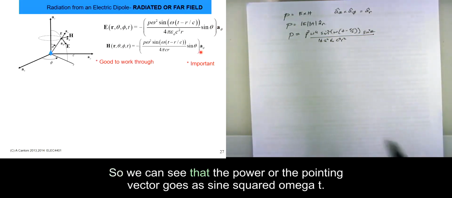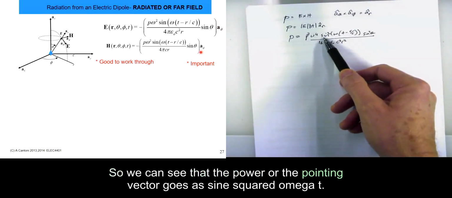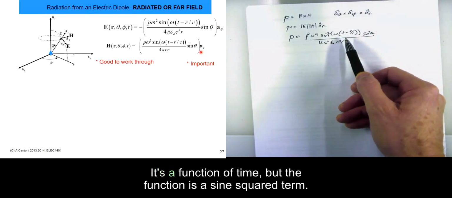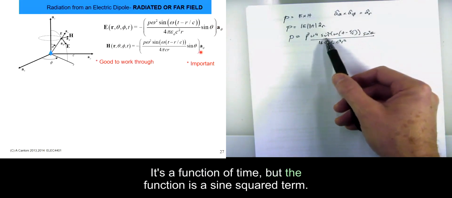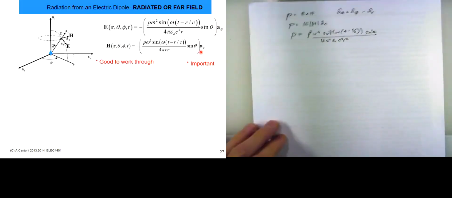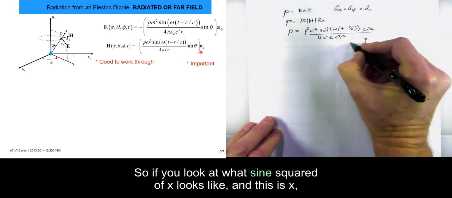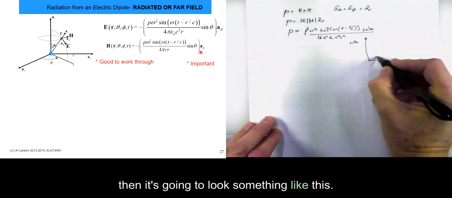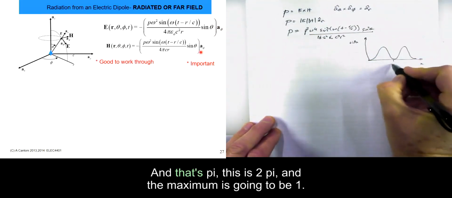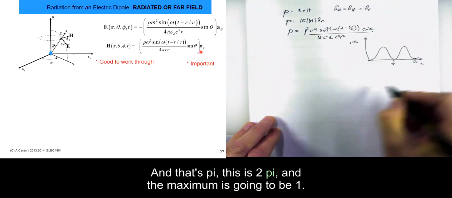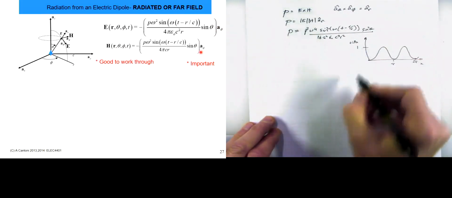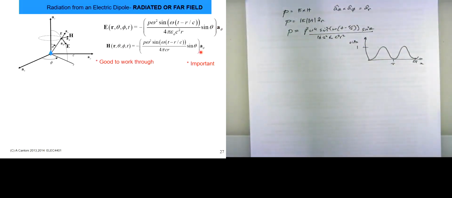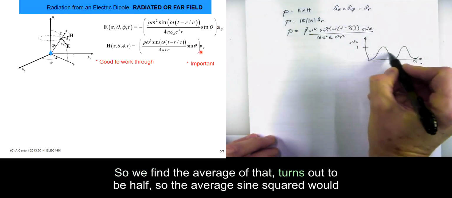We can see that the Poynting vector goes as sine squared omega t. It's a function of time, but that function is a sine squared term. If you look at what sine squared of x looks like, it's going to look something like this, with pi here and 2 pi here. The maximum is going to be 1. It's a positive function, always bigger than 0, because it's squared. So we can find the average of that. It turns out to be a half.